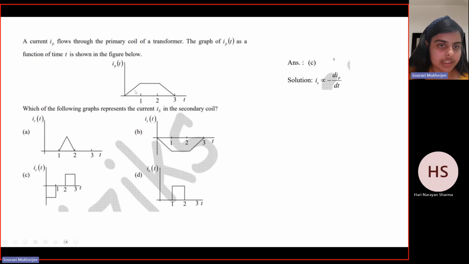Now if you use that, you can compare this to all four options, and you understand that the current in the secondary coil is proportional to the slope of this curve. Here you will have a constant slope. Here the slope will go to 0, and here again you have the same slope but with the opposite sign. So this matches with this answer. This is how electromagnetic induction finds application in transformers, which are widely used.